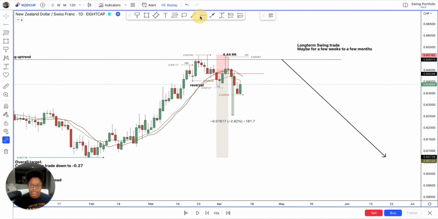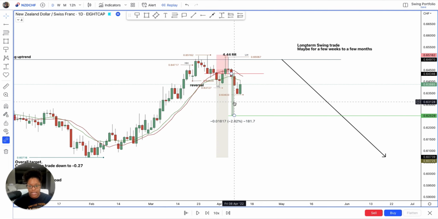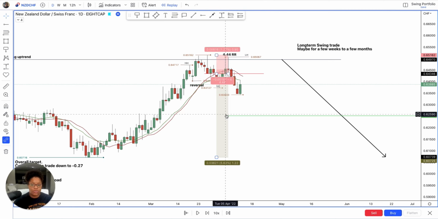And what this means is that I cannot move this first position to break even until price has reached my halfway mark. But this also means not only can I not move the trade to break even, but I want to take partials along the way as well. So I'll take my first partial.